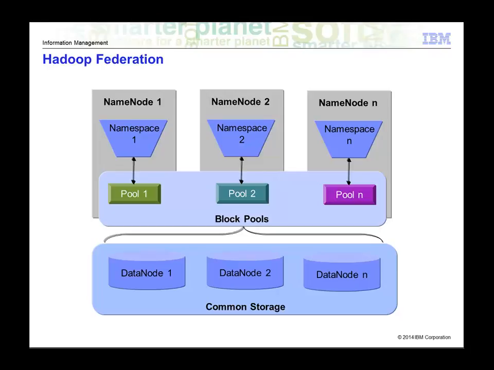Each name node has its own namespace, and therefore has control over its own sets of files. For example, one file that has blocks on data node 1 and data node 2 might be owned by name node 1. Name node 2 might own a file that has blocks on data node 2 and data node 3, and name node 3 might have a file with blocks on all 3 data nodes.